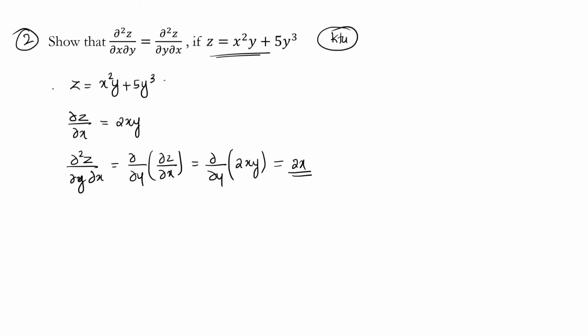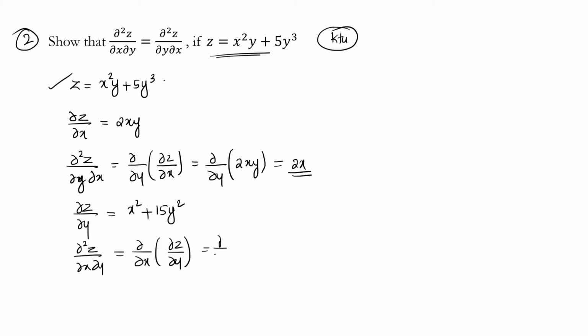Now we will differentiate the given function with respect to y. Dou z by dou y is equal to x square plus 15y square. This is the derivative with respect to y. Now we will differentiate this again with respect to x. Dou square z by dou x dou y is the same as dou by dou x of dou z by dou y, which is dou by dou x of x square plus 15y square. Okay, its derivative with respect to x is 2x again.